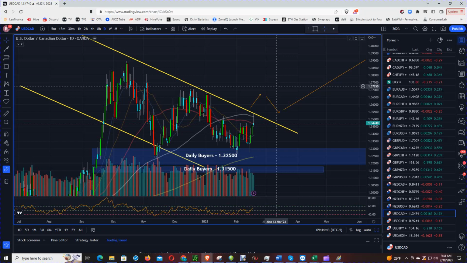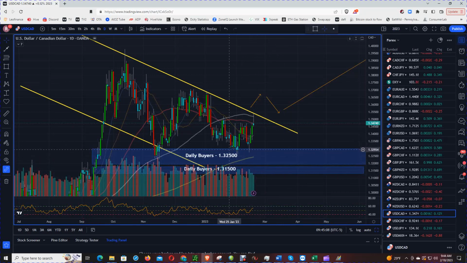Fundamentals say maybe later this year the US Feds, they at least stop raising rates, pause for a certain amount of time. China reopens. That's going to spark demand for oil. So fundamentally, these levels should not hold.